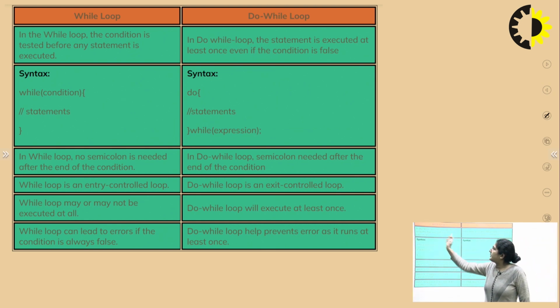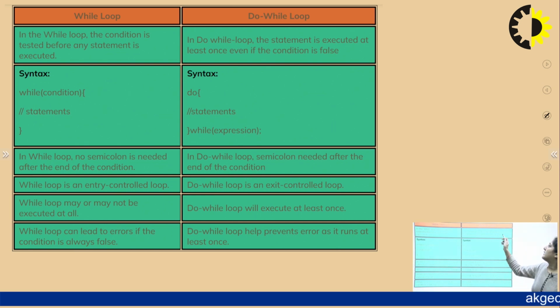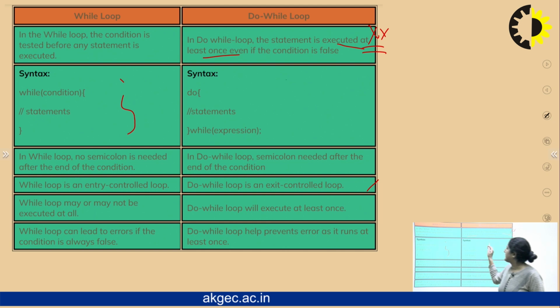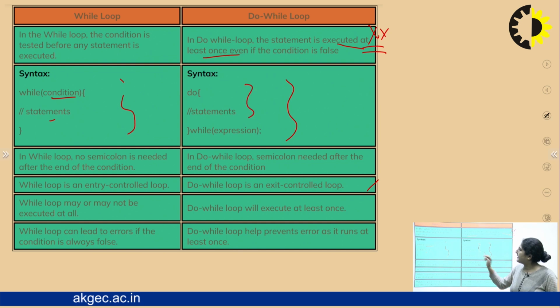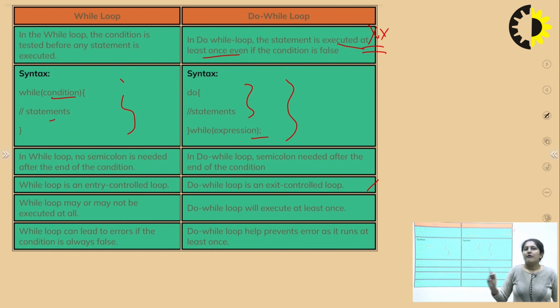In while loop the condition is tested before any statement is executed, while in do while the statement is executed at least once even if the condition is false. This is a very important difference you should know. The syntax I have told you earlier is also different. Here it is the condition with while and then the statement. Here the do statement is first and then the while condition. So in while, no semicolon is needed at the end of the condition, while in do while a semicolon is needed after the end of the condition.